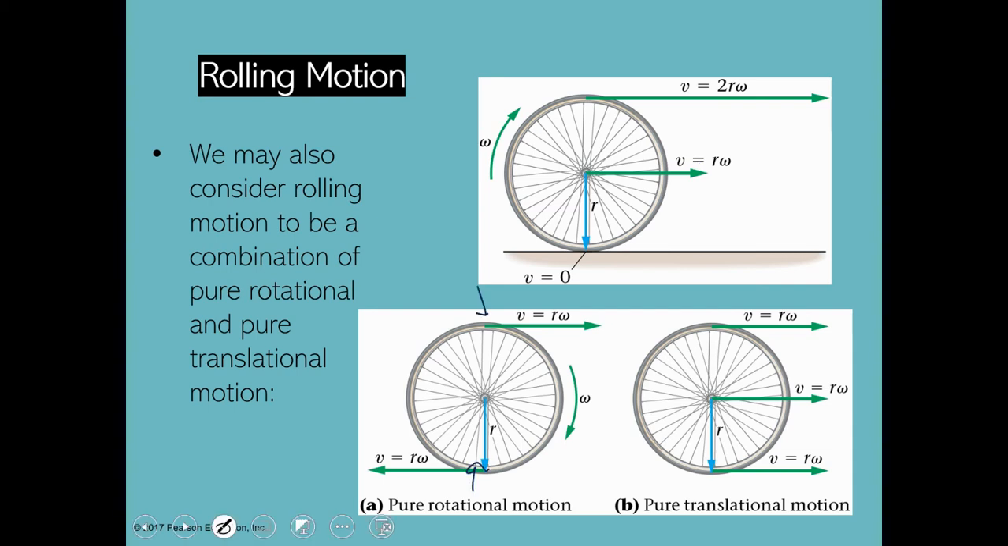The top and the bottom of the wheel are moving in opposite directions. One is moving forward and one is moving in the opposite direction. That could be vice versa as well. In pure translational motion, each point is going to move with the same speed in the same direction, as we see here in this image. Rolling motion can be considered as a combination of these two types of motion.